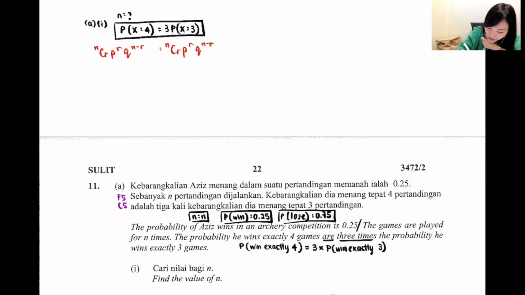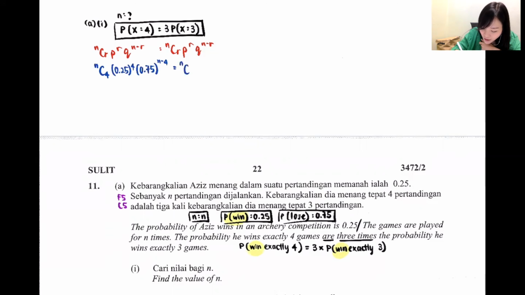So this one, my n is how much? I don't know. But out of the n, 4 of them will win. And remember, now they're talking about win. So when they talk about win, the probability of win will be the front one, which is 0.25. Probability of lose is 0.75. Out of n people, 4 of them win, the rest of them lose. Isn't it n minus 4?